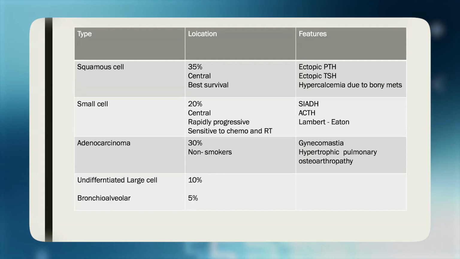Small cell, after adeno, is the third most common. Again, it's central, rapidly progressive, but fortunately sensitive to chemo and radiotherapy. By the time small cell is diagnosed, the patient already has metastasis. So it is diagnosed very late, but sensitive to chemo and radiotherapy. Okay.